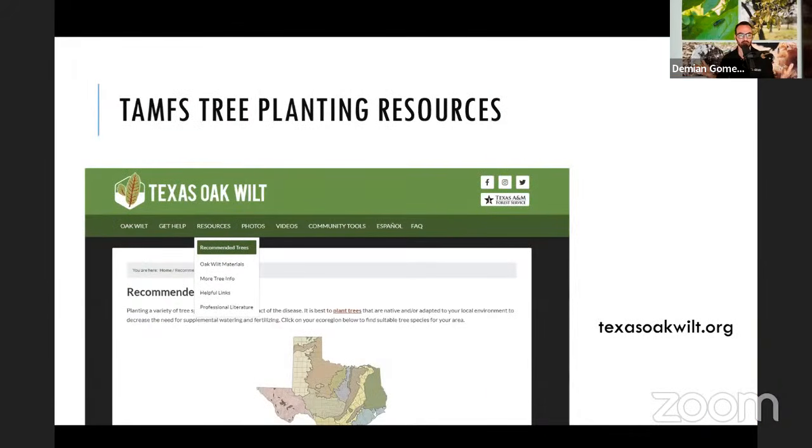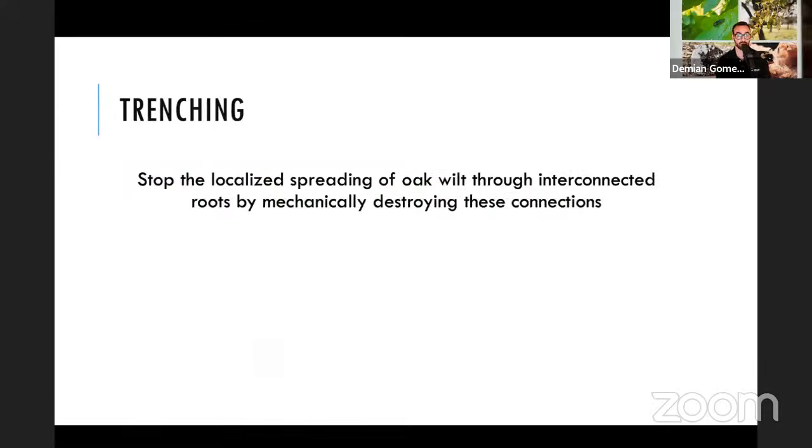And a valid question is, okay, so what tree should we plant? Because we have no idea. So you guys can actually look at this website. This is texasoakwilt.org. And this website works kind of like a hub for all the information that we have on oak wilt for the state. I'm going to be talking a little bit more about this website later, but just to let you know that under the tab of resources, we have recommended trees depending on what counties you're in, what region you're in, what type of tree you want. So we have different recommendations for that. So definitely be sure to check that out.